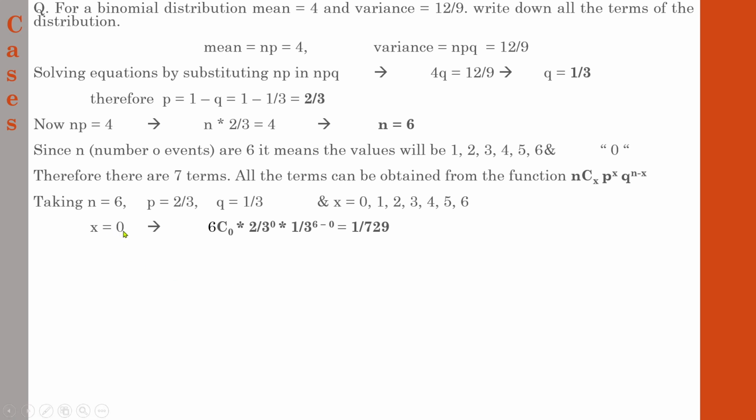I hope you know how to find the probability when the X is 0. Just substitute the necessary values in the equation. I am not going to explain the same situation again and again, because we already know how to find the binomial distribution with regard to the probability. So when the X is 0, the chance of occurrence is 1 by 729. Next one, when the X is 1, the probability of getting 1 as a successful event is 12 by 729.